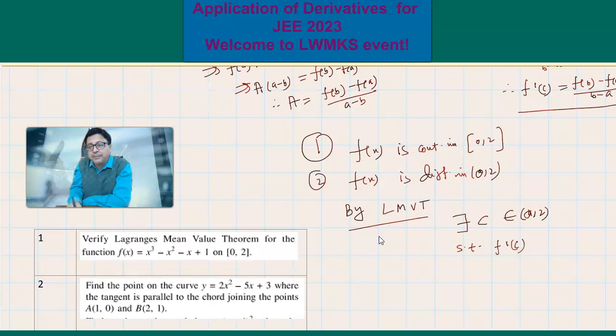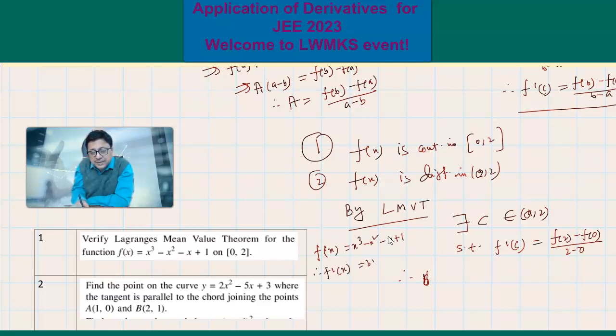f'(c) equals, what are a and b over there? a is 0 and b is 2. So there it will be f(2) minus f(0) by 2 minus 0. All of you understand? Let us find f'(c) for this function. f(x) is given as x cube minus x square minus x plus 1. So f'(x) will be 3x square minus 2x minus 1. Now f'(c) is going to be 3c square minus 2c minus 1.